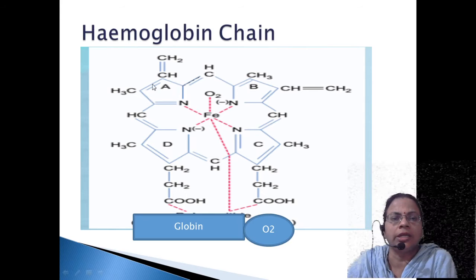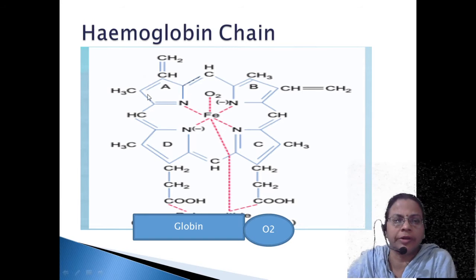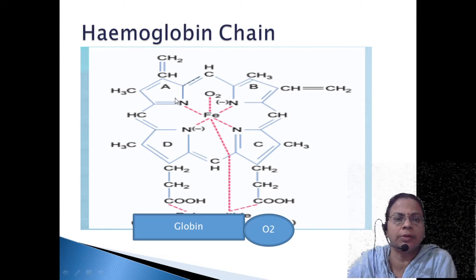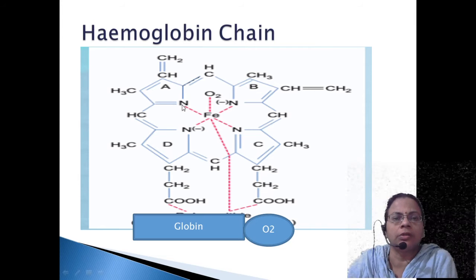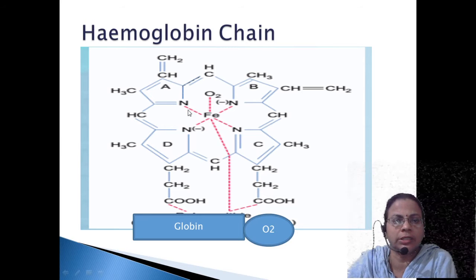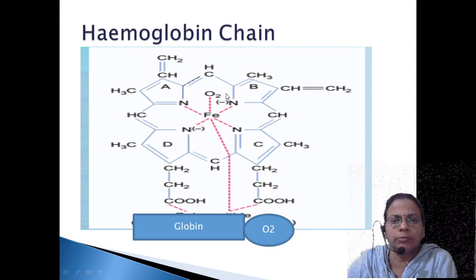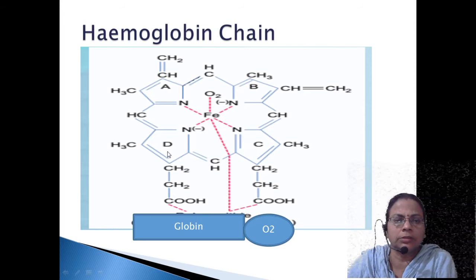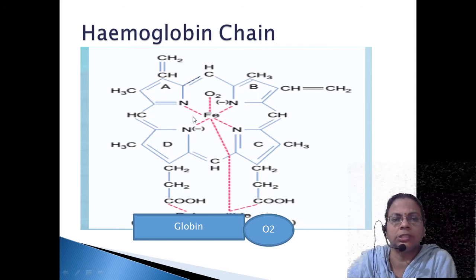Each ring again consists of a pyrrole ring. This is one pyrrole ring. That means on 4 sides there is carbon, and in the centermost region there is a nitrogen. So this also carbon, this also carbon, this also carbon, this also carbon, and then nitrogen. Like that, one A ring, B ring, C ring, and D ring, interconnected by CH groups.